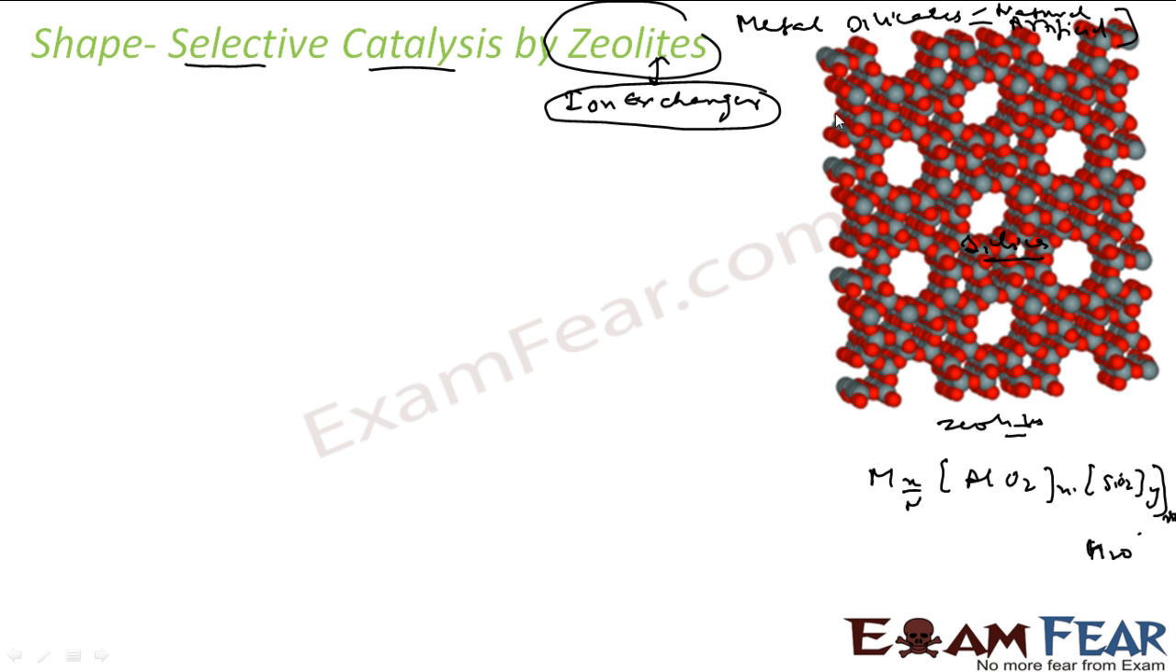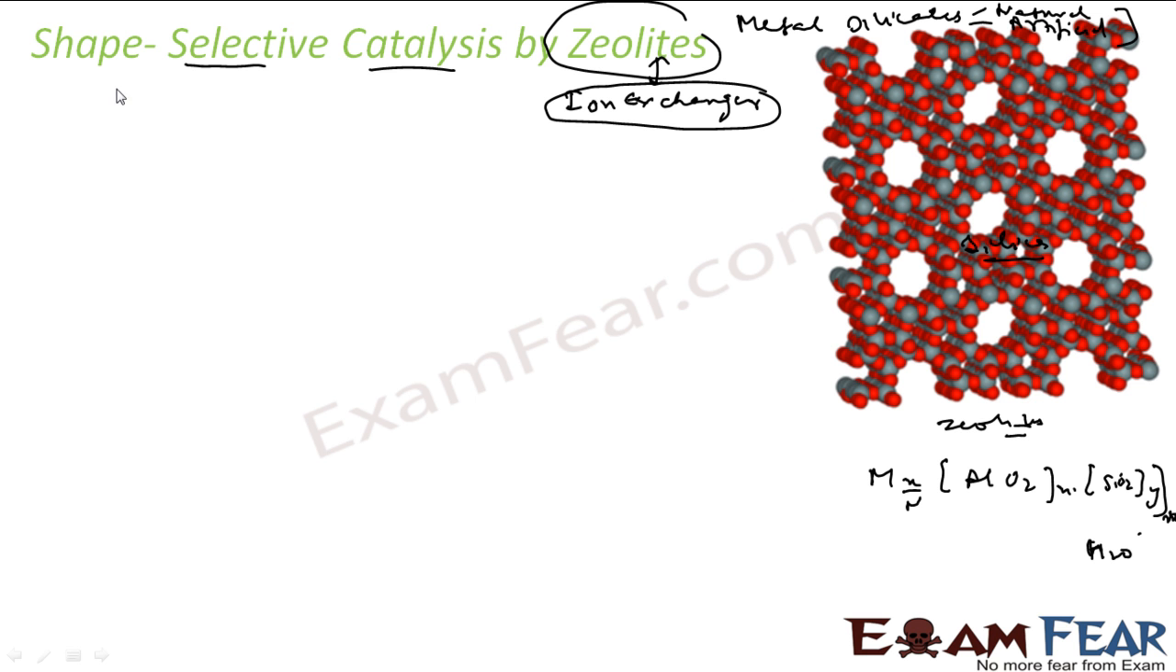And they are good shape selective catalysts. Why? Because they have a special structure, a honeycomb structure. You see, they have a different kind of structure. And if you want to define the term selective catalysis, I'll say that a catalytic reaction that depends on the pore structure of the catalyst and the size of the reactant and the product is called shape selective catalysis. Correct?